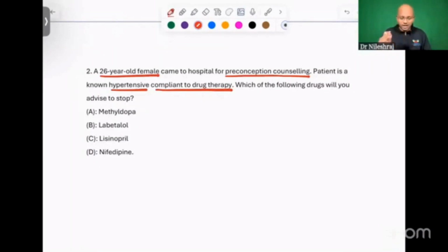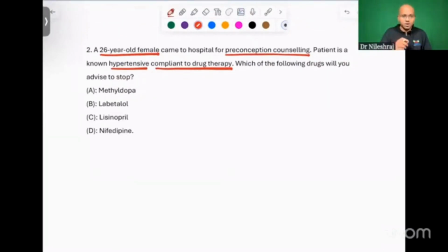उसको हम कहते हैं compliant to drug therapy. Which of the following drugs will you advise to stop? किसको stop करना पड़ेगा यहाँ पर? We have 4 important tablets here: Methyldopa, Labetalol, Lisinopril, and Nifedipine. I have looked into those values, my dears. Most of you have gone for the correct option. The answer for this question is Lisinopril.